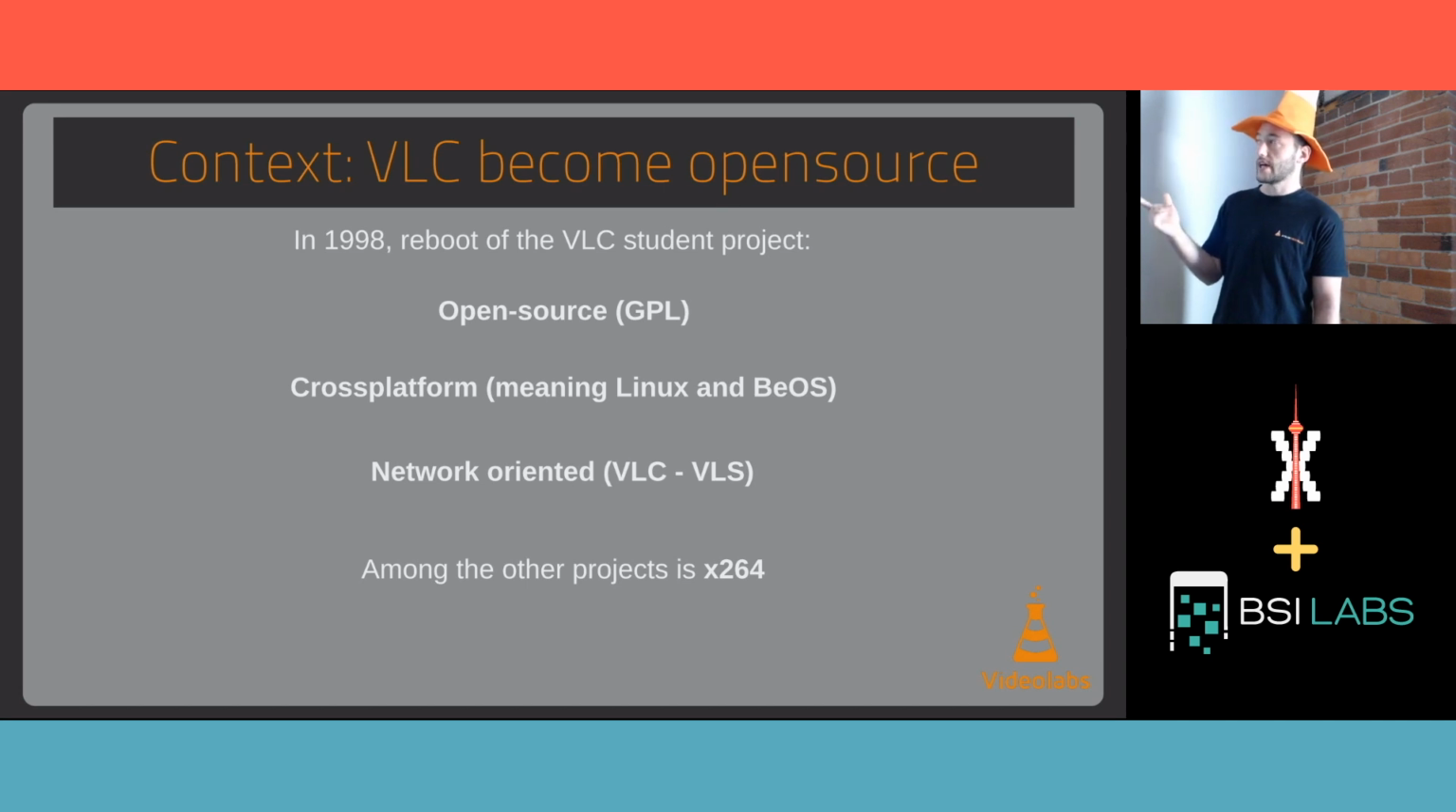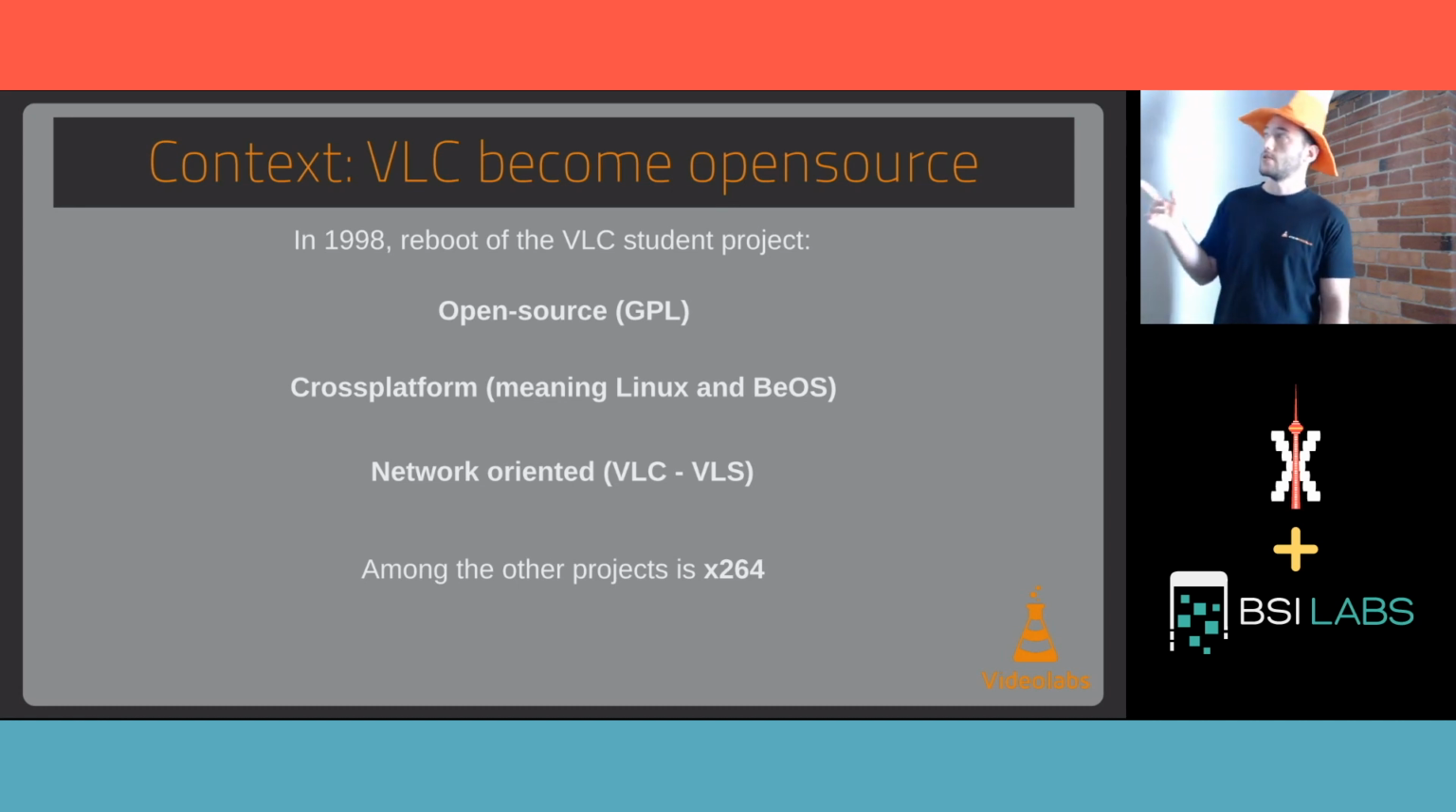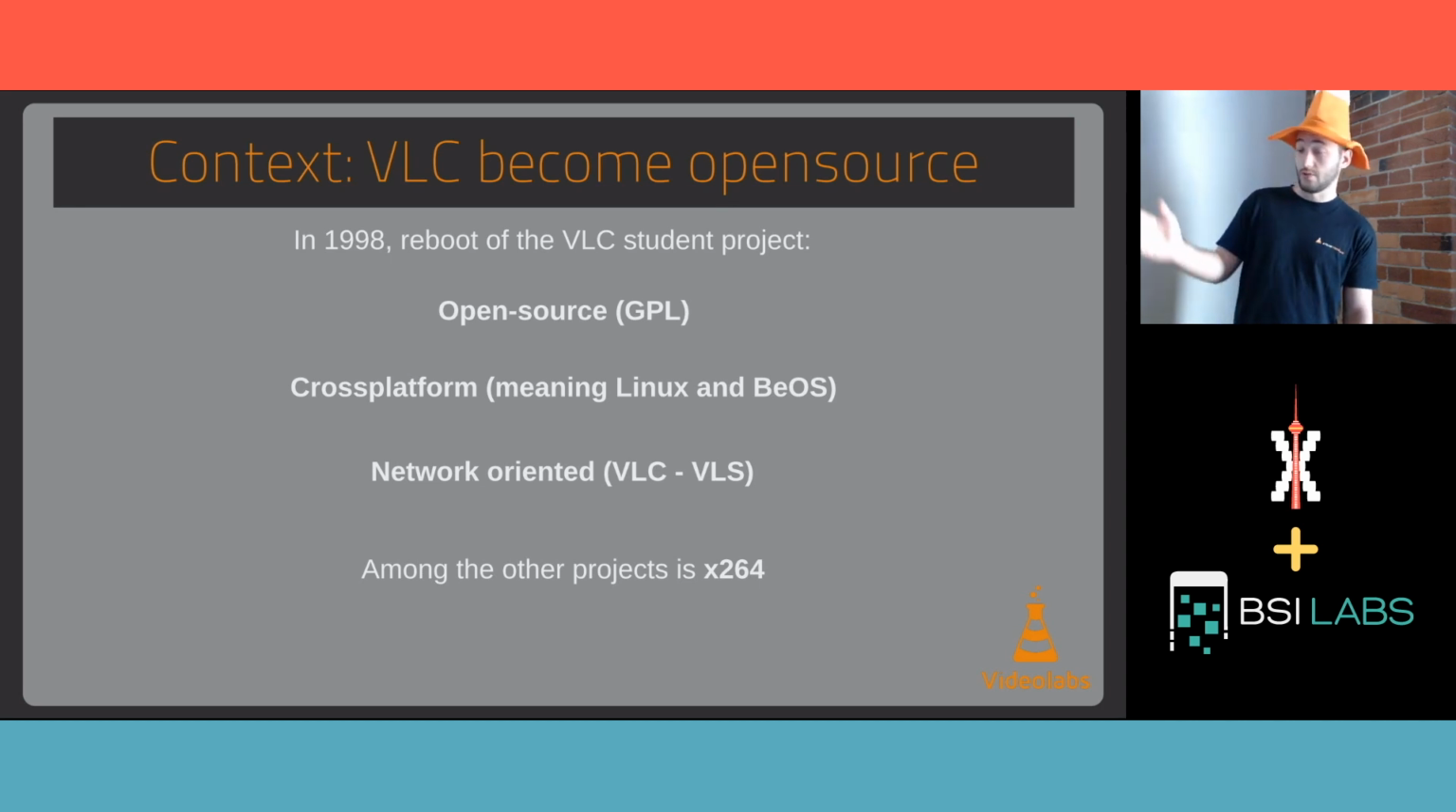Network-oriented. So like I said, VLC was actually a bunch of projects at the beginning, and there was a client and a server, hence the name VideoLAN Client, VideoLAN Server. But after the years, the functionality from the server component got integrated into the client component, and just VLC remained. So when you use LibVLC, you can actually stream to other computers. That's part of the library. One of the other projects was x264, which is the leading encoder for the H264 format.